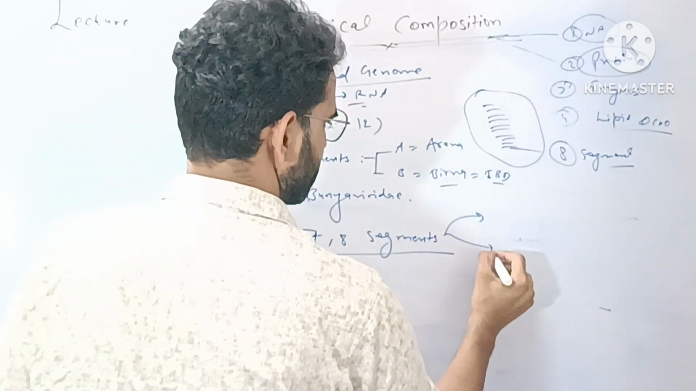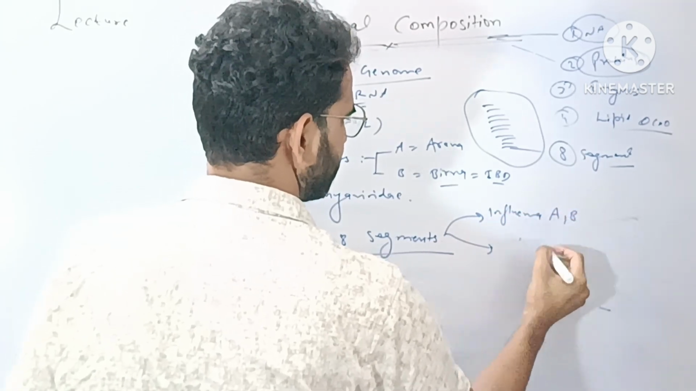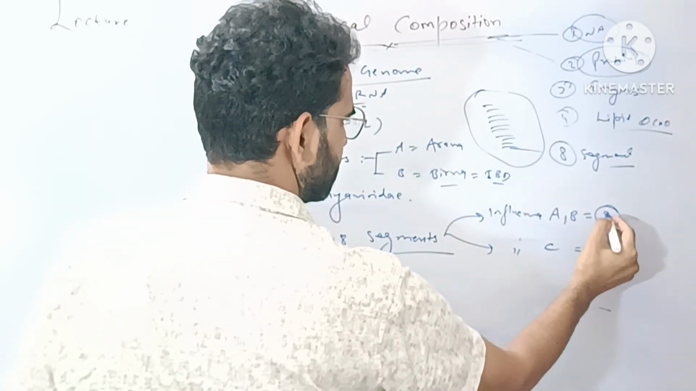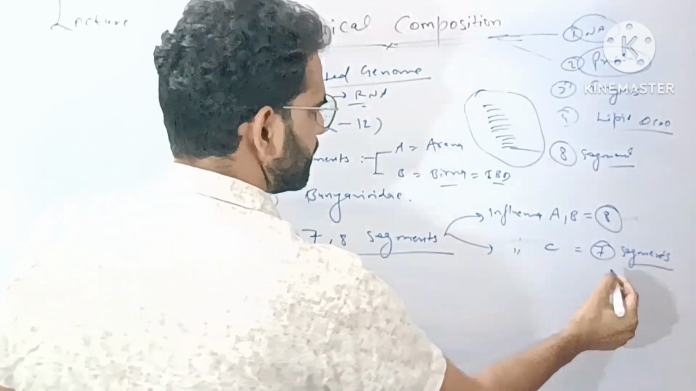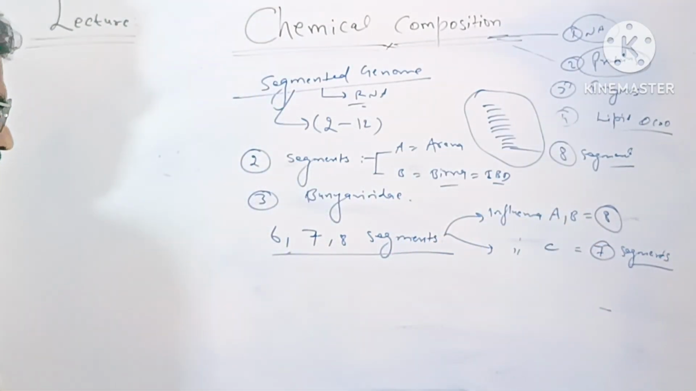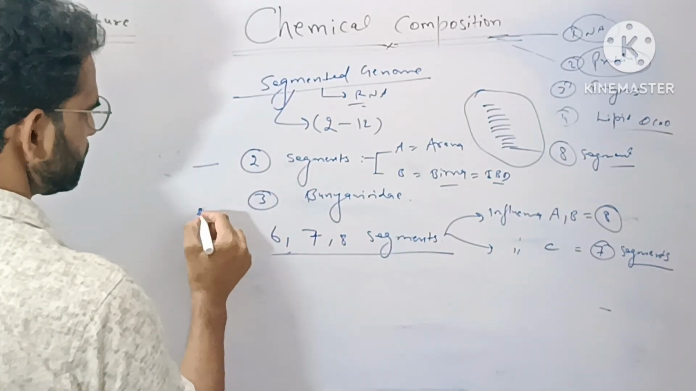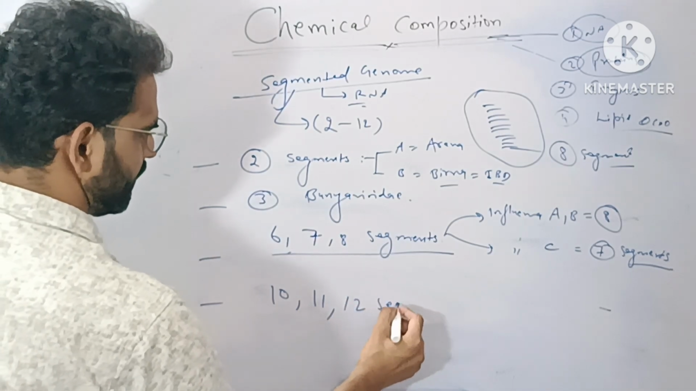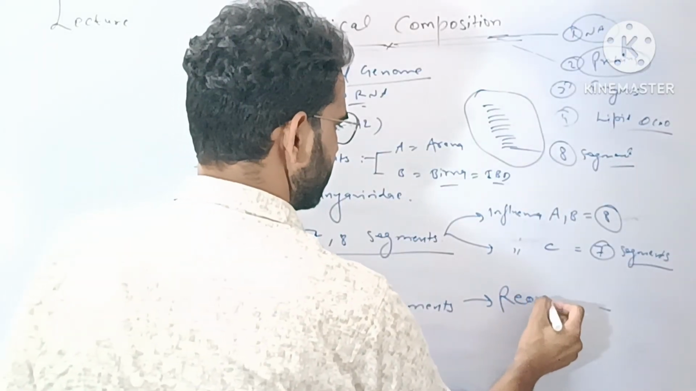In case of influenza virus types A and B, there are 8 segments. In type C, there are 7 segments. So influenza types A and B have 8 segments, and type C has 7 segments. After that, 10, 11 and 12 segments. These segments are found in the family Reoviridae.